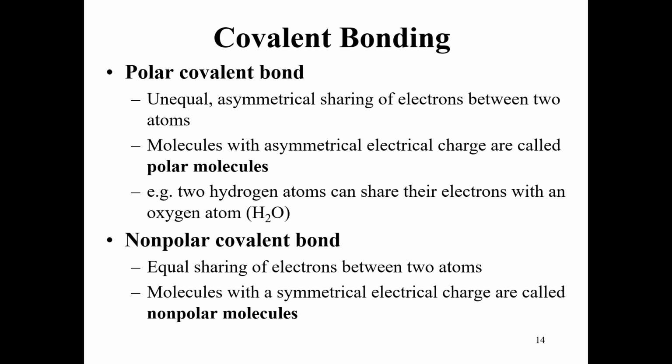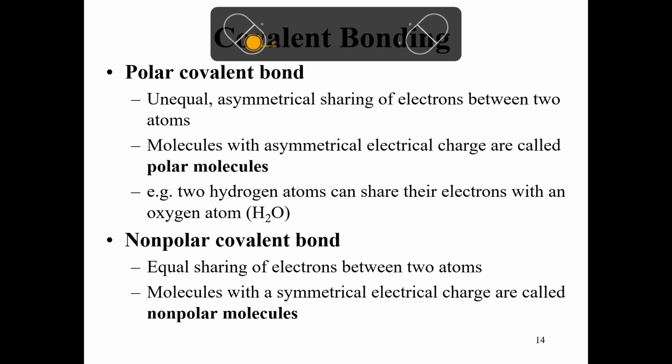So a polar covalent bond is an asymmetrical sharing of electrons between 2 atoms. Molecules with asymmetrical electrical charges are called polar molecules. 2 hydrogen atoms can share their electrons with an oxygen atom. This is water. On the other hand, we have non-polar covalent bonds. This is the equal sharing of electrons between atoms. Molecules with symmetrical electrical charges are called non-polar molecules. Okay, so let me simplify this from non-polar to polar.